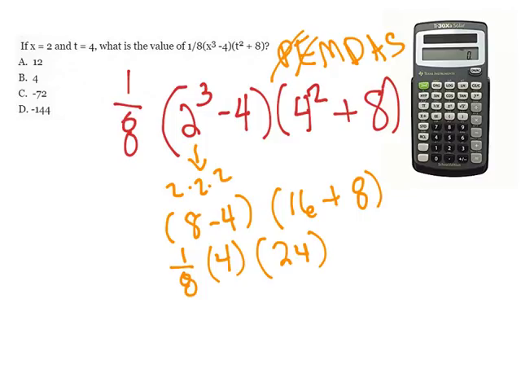Well, if you were entering a fraction in your calculator, you use the parentheses button. You click that button that I just circled, so make sure you look at your calculator now. Then you put 1 divided by 8 for this fraction, and then you close the parentheses, and then you multiply it by 4, and then 24. And the answer that you get is 12. So that's going to be letter choice A.